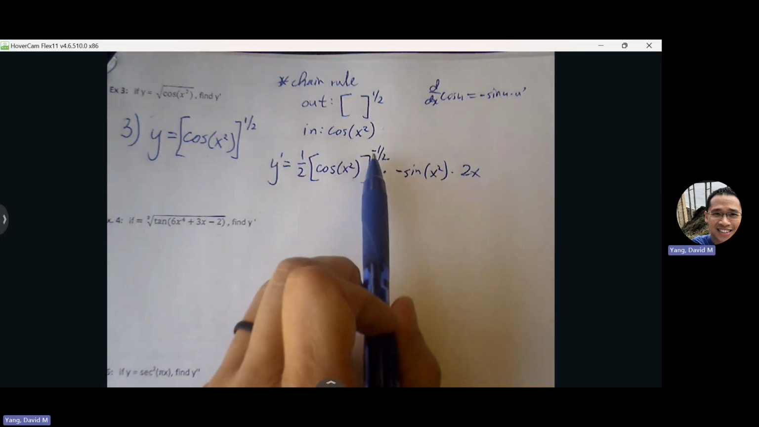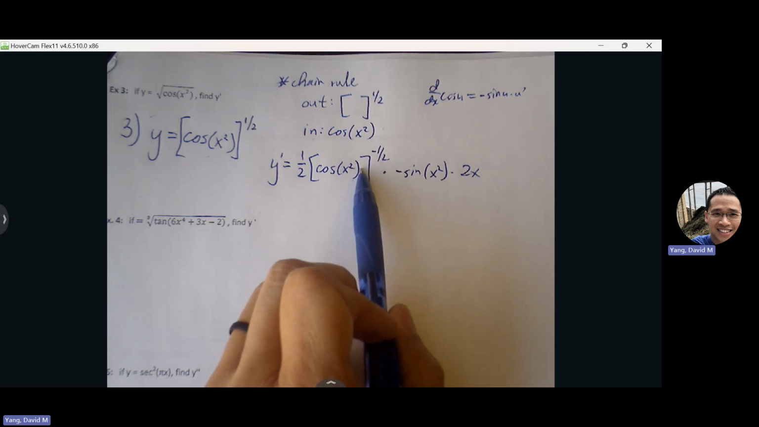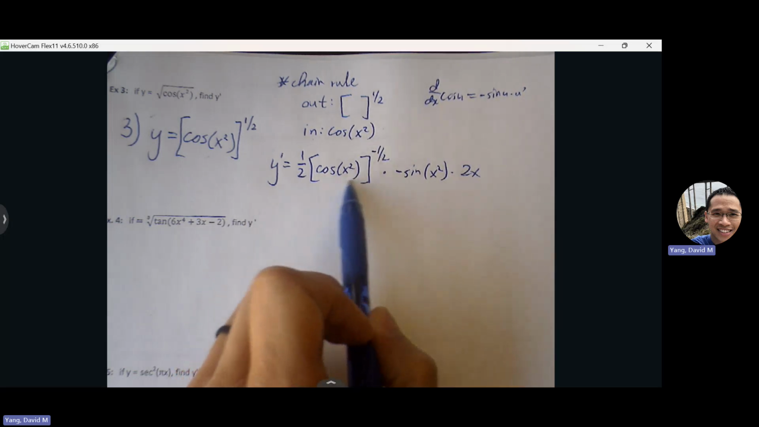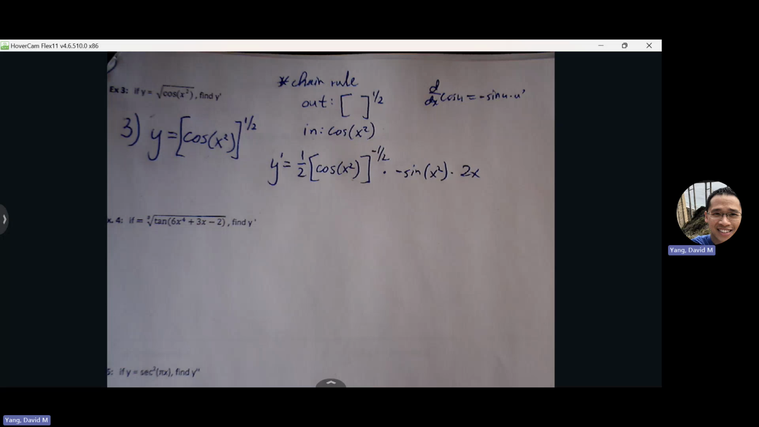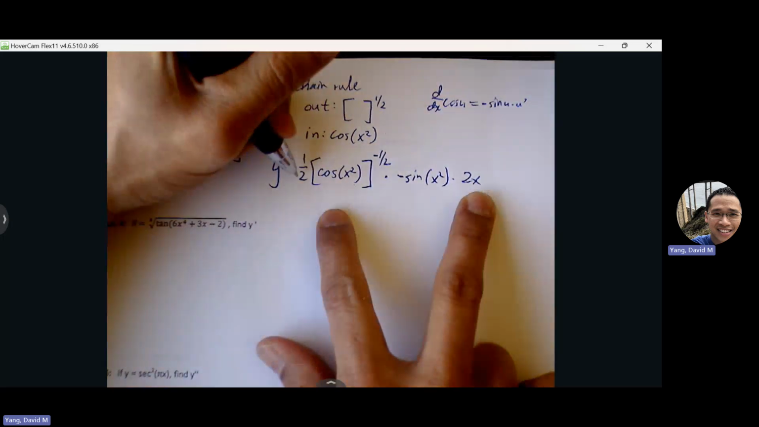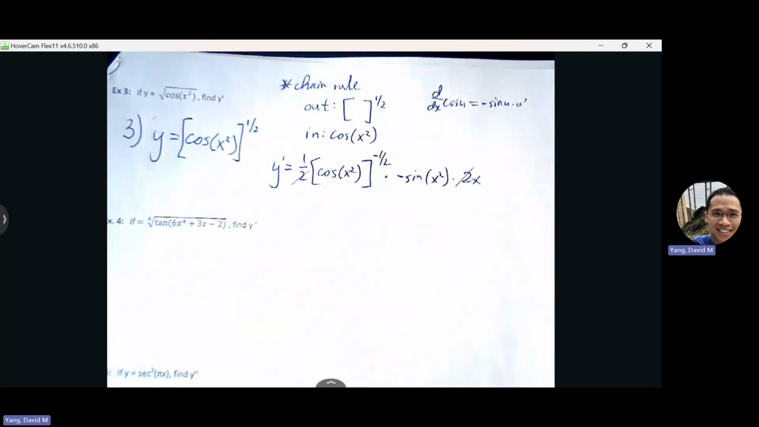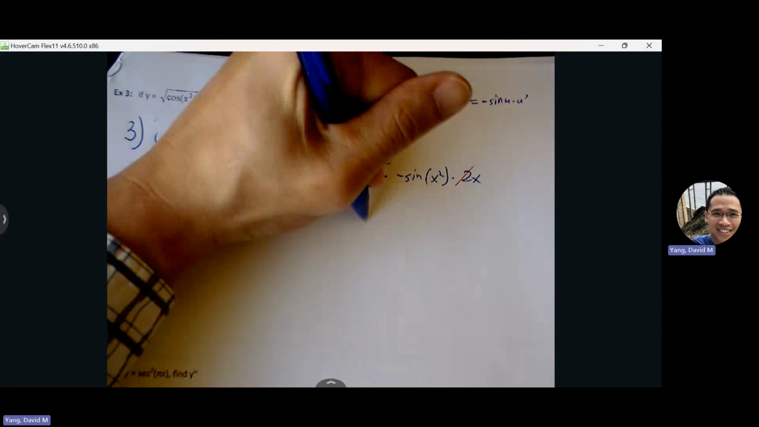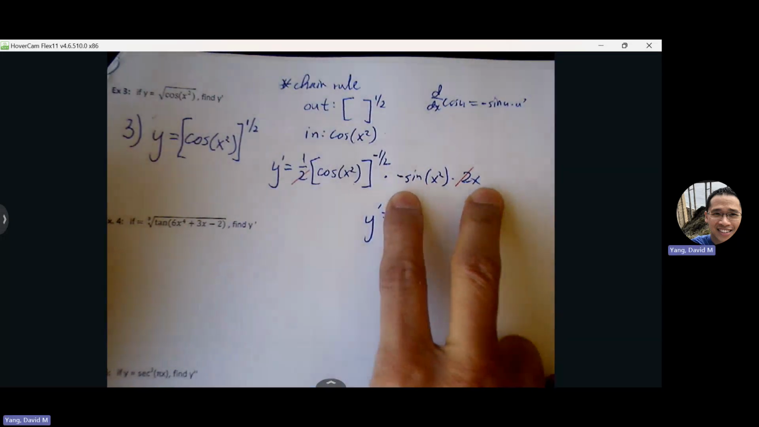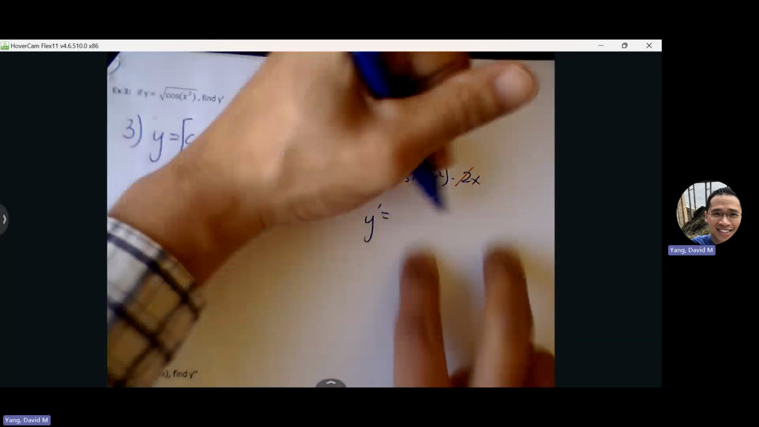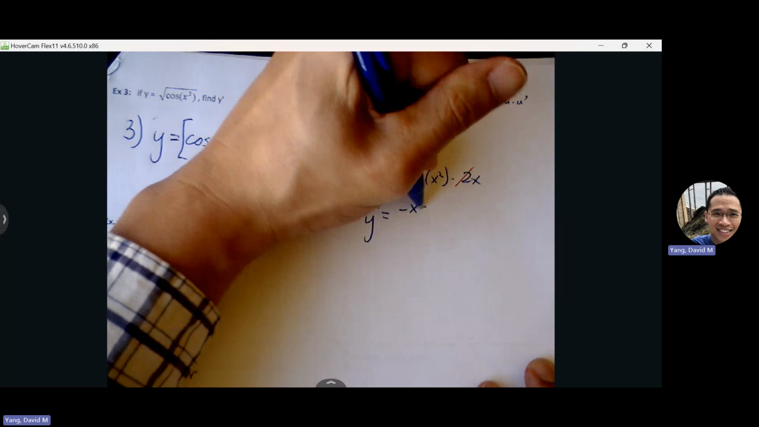As far as cleanup goes, we're just going to push that negative exponent back down to the denominator and everything else. I'm going to do a little bit of cleanup here. I'm going to cancel the 2's out, 2 in the numerator, 2 in the denominator. I'm going to write it this way here. The negative sine x squared and x will stay in the numerator.